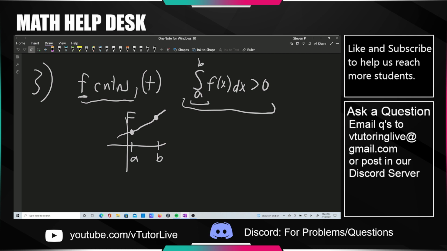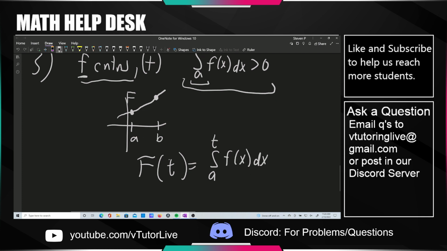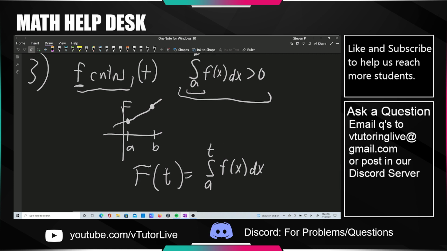Wow, I don't even remember what I came up with for this. So if f of t is equal to the integral from a to t of f of x dx, I guess this is kind of like saying, how do you express this? Right, proving that this thing is positive. I think you kind of have to assume that b is larger than a as well.